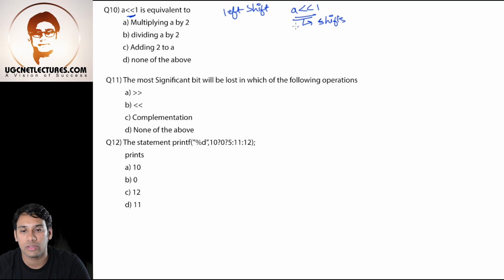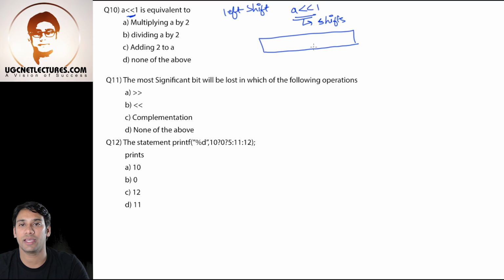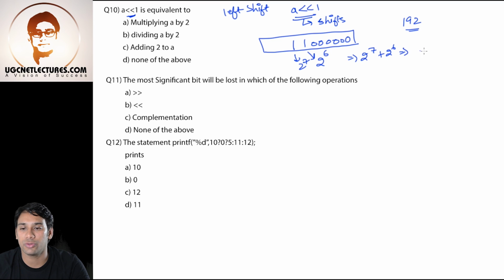Okay, so if you see it like this, let us suppose we have a variable a which is of 1 byte, and the value stored in the variable a is 192. So how do you represent 192? 192 can be represented like 00000011. This is 2 raised to power 6, and this is 2 raised to power 7. Therefore 2 raised to power 7 plus 2 raised to power 6, which is equivalent to 128 plus 64, which is equal to 192, right?